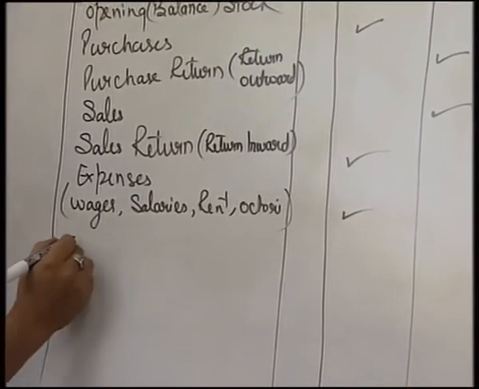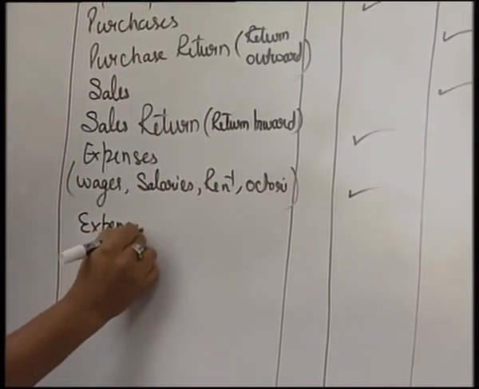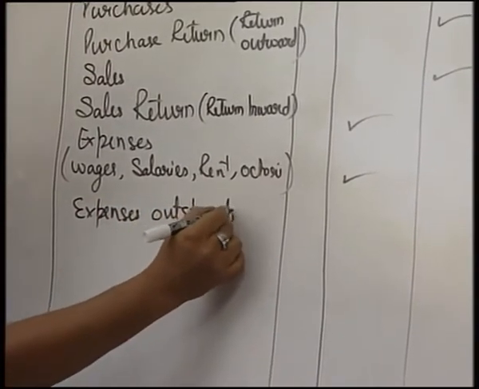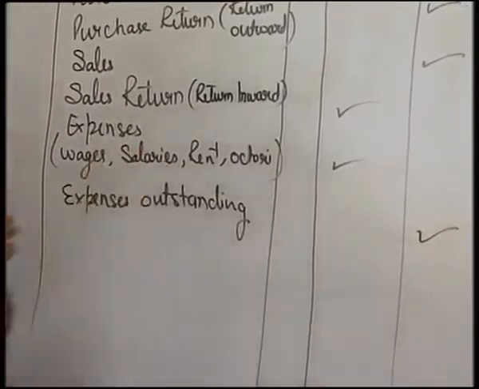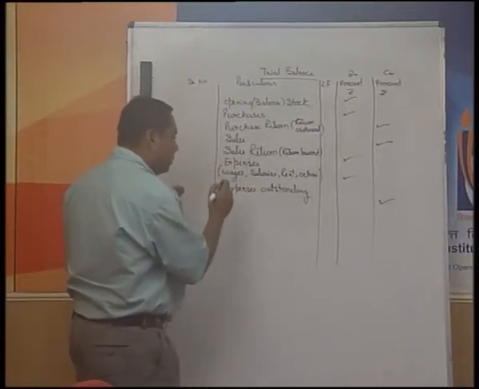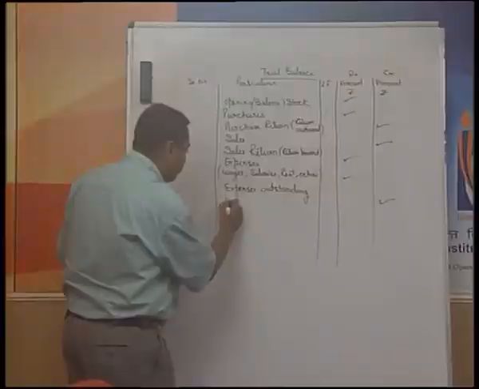In case you are going to have some expenses outstanding, then outstanding expenses being a liability will always have the credit balance. Then we proceed further. They can give you some other incomes.